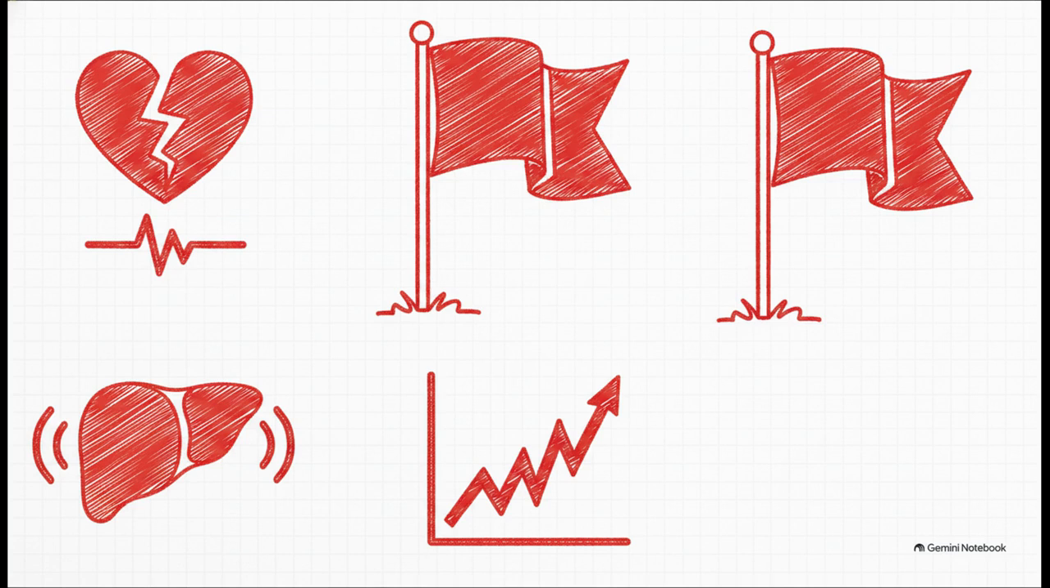Coders have to constantly be on the lookout for documentation of high-stakes, life-or-death situations, things like cardiac arrest, respiratory failure, or diabetic ketoacidosis. They also need to spot evidence of organ system failure, like acute kidney injury or liver failure. And finally, they have to identify acute exacerbations of chronic illnesses, such as acute on chronic congestive heart failure or worsening cancer. These are massive red flags that a higher level of care is being administered.